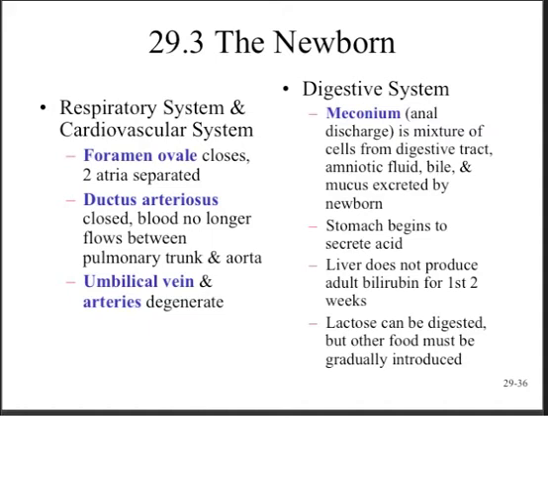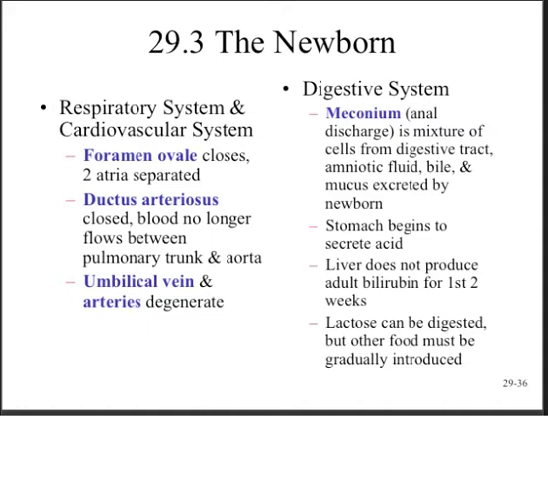If we look at the respiratory and cardiovascular system, what we have to appreciate is there's a particular challenge in the newborn. We have to get oxygen both to the pulmonary tissue as well as to the rest of the body. And in order to do that, we have to put into place some shunts that allow oxygenated blood to return from the placenta and nourish these tissues in the developing fetus. The foramen ovale is one of the bypasses that exists.